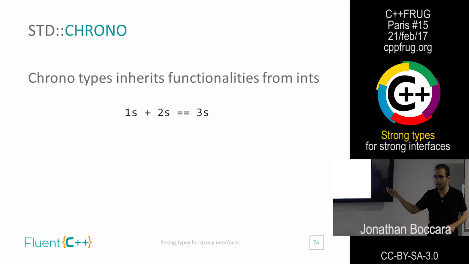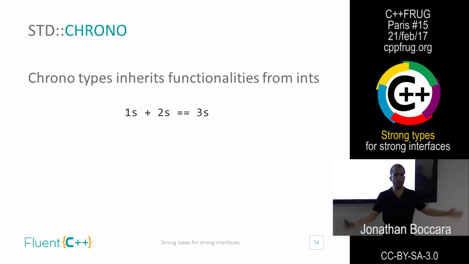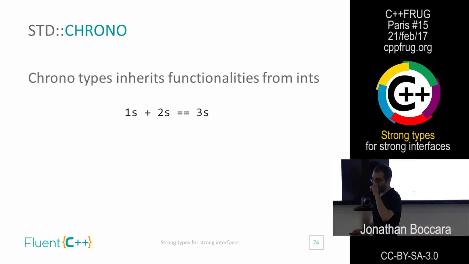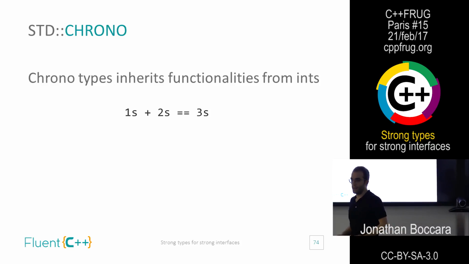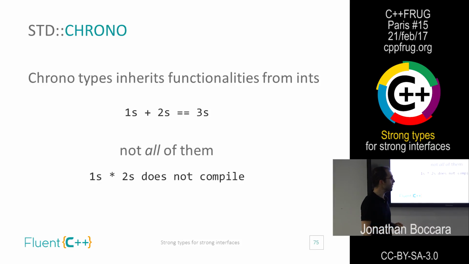So you can add seconds, you can compare seconds, and you really don't want to be forced to do a dot get on the first one and a dot get on the second one and build the whole thing back into a second to have an addition of seconds, right? So that actually convinced me that it would be useful to have underlying functionalities brought up into the strong type.